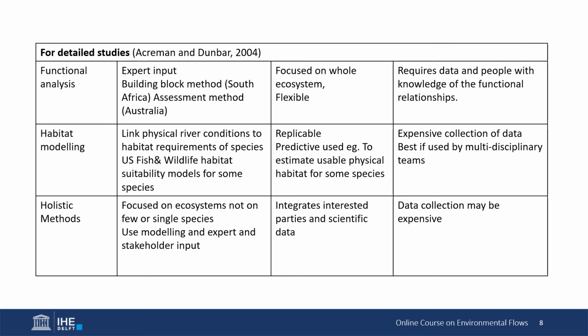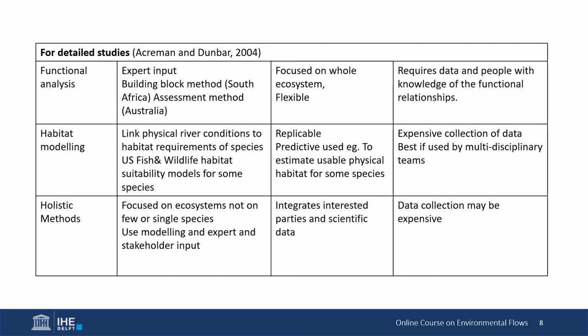So other types of methods, functional analysis methods, rely on the understanding of functional links between the ecology and hydrology of river systems. These methods integrate hydrological analysis, hydraulic information, and biological data. They often rely on teams of experts from various disciplines who make judgments about the consequences that variations in flow quantity and timing might have on ecosystems or specific species.